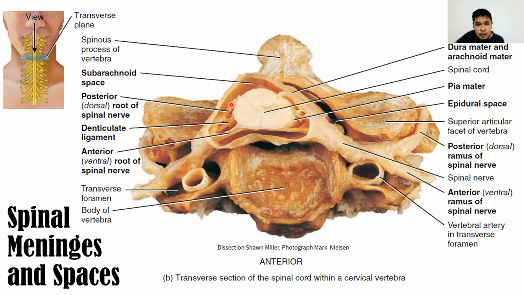And then you have your roots here, the posterior root, the anterior root, and what's located in between the posterior and anterior root, that is the thickening of your pia mater, your denticulate ligament, which suspends your spinal cord at the center. Okay, so you have your subarachnoid space here. Okay, this is your epidural space, above the dura.